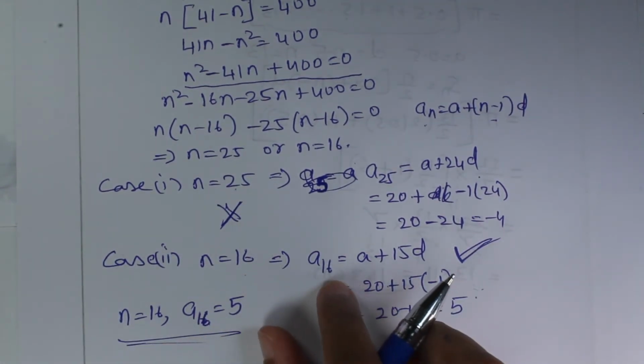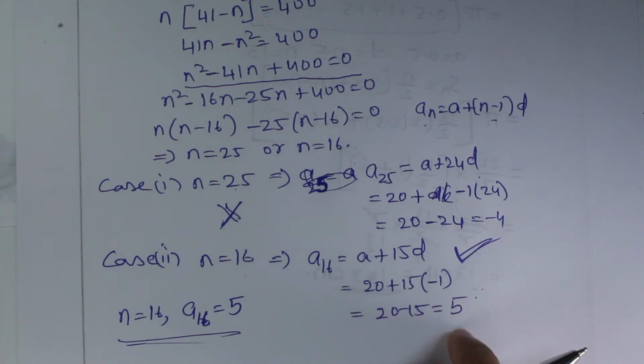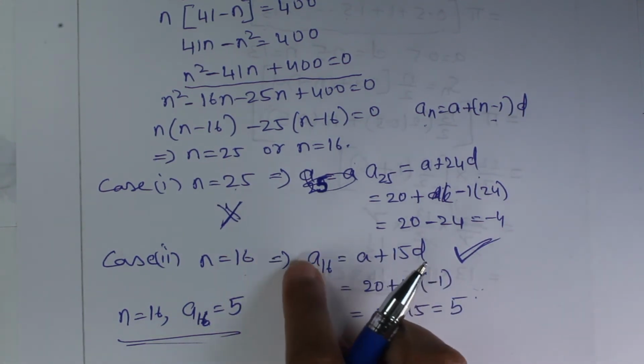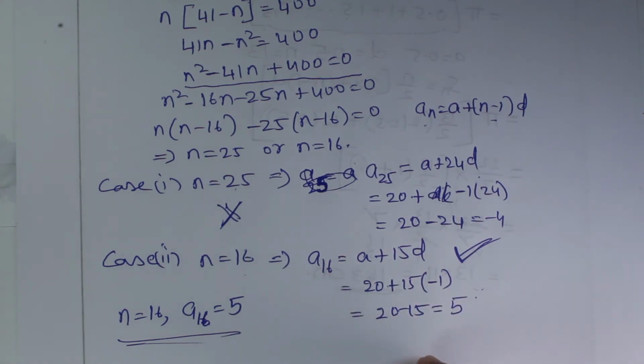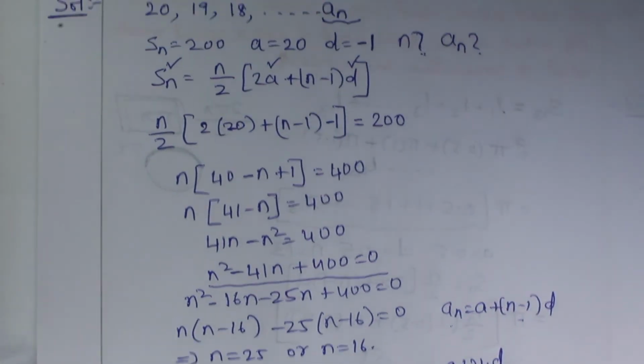Then we will get the number of logs in the top row as 5. So there are 5 logs at the top row, and there are 16 rows. Hope this is clear for you.